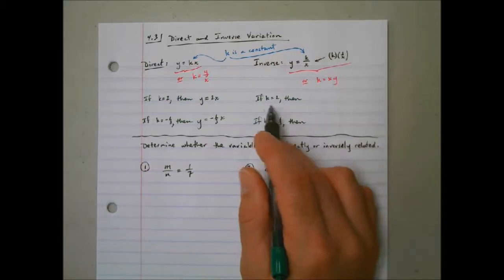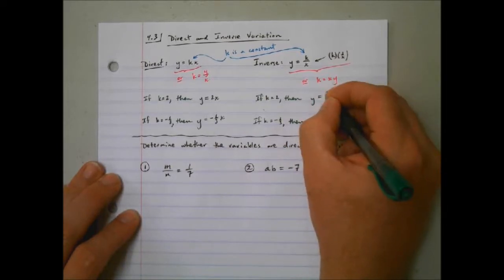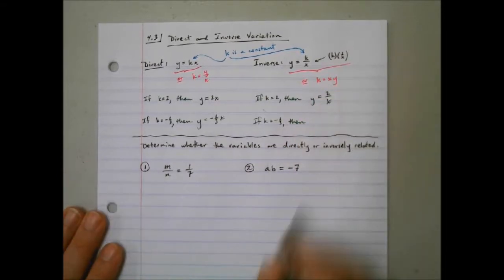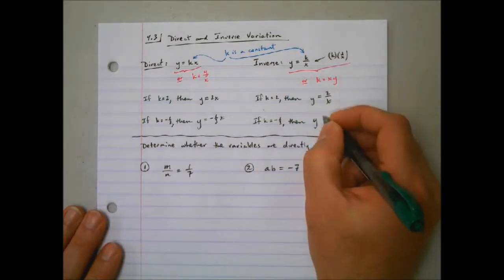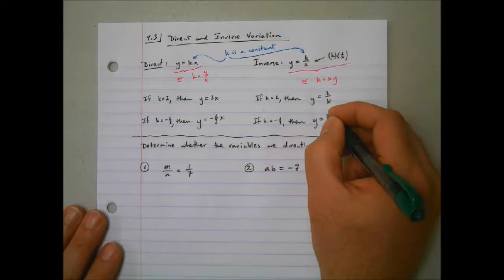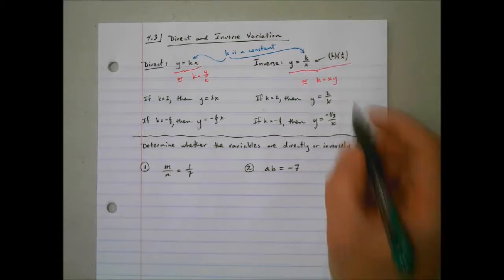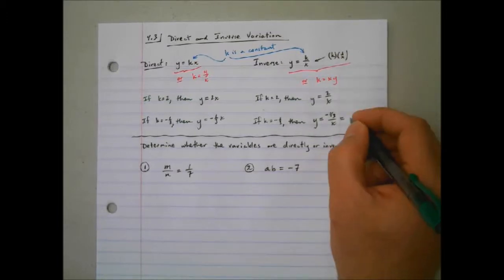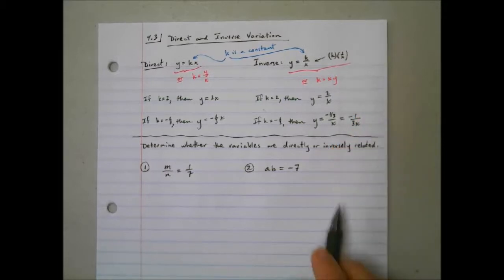So if k equals 2, then y equals 2 over x. If k equals negative 1/3, then y equals negative 1/3 over x. Now, that's not very nice grammatically as far as math is concerned, so probably really should take that extra step and say negative 1 over 3x.